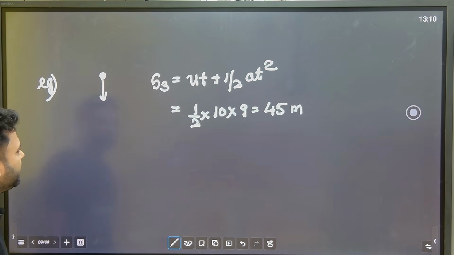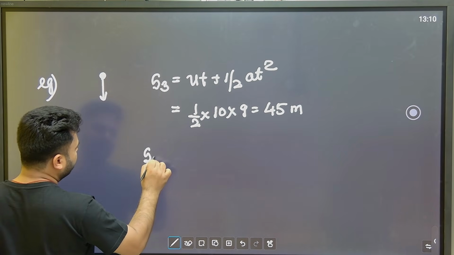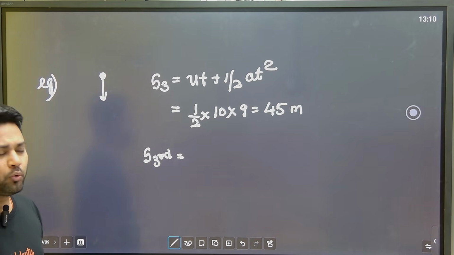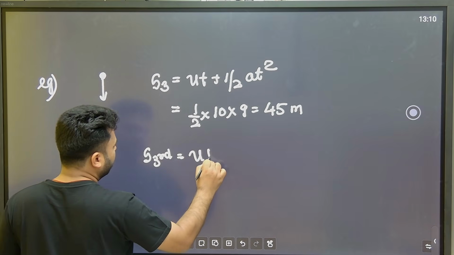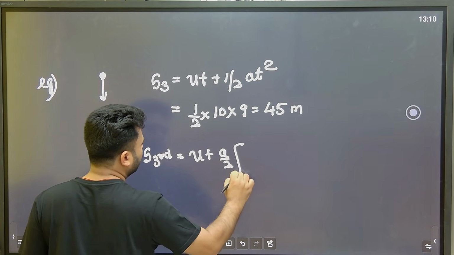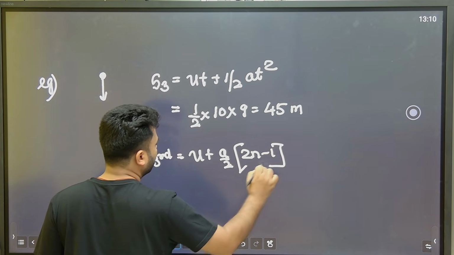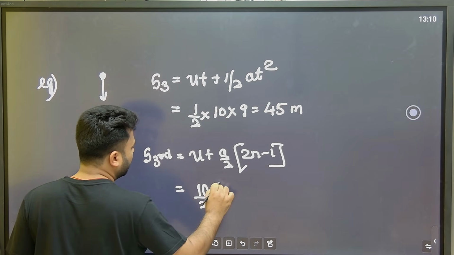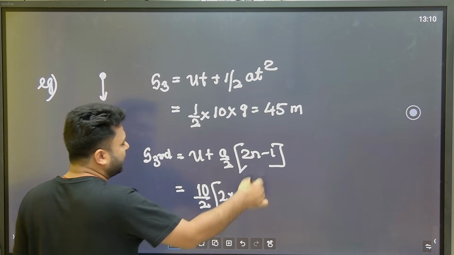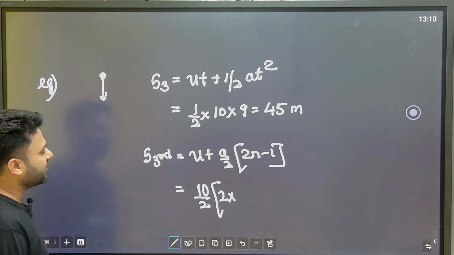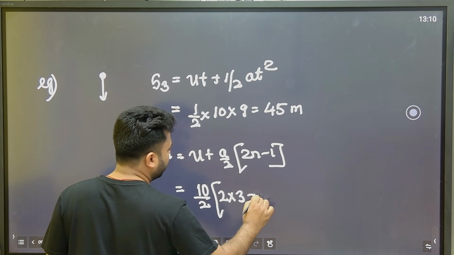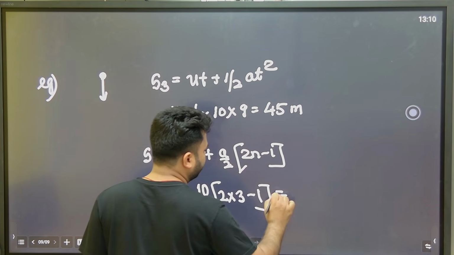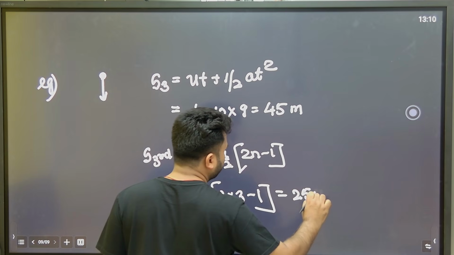Okay. But if they ask what is the distance covered in third second, so you will use u plus a by 2 into 2n minus 1. So initial velocity is 0. Acceleration is 10 by 2, into 2n minus 1. Means at which second they are asking? They are asking at third second. So n value will be 3. So 2 times 3 is 6, minus 1 is 5. 10 times 5 is 50 by 2. This will be 25 meter.